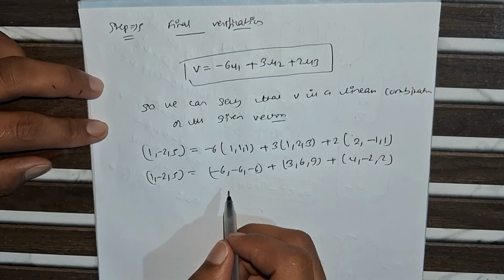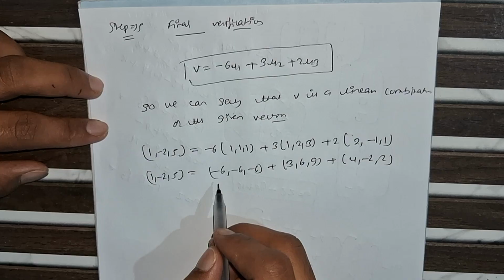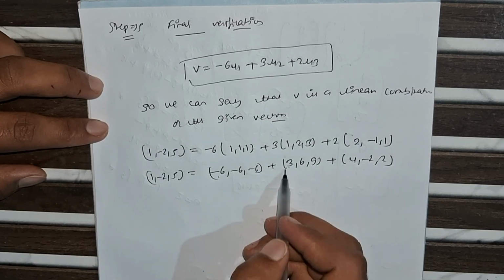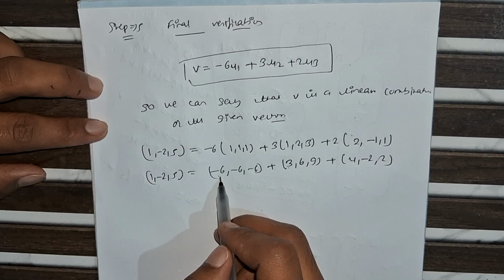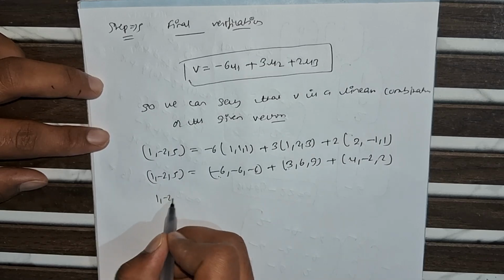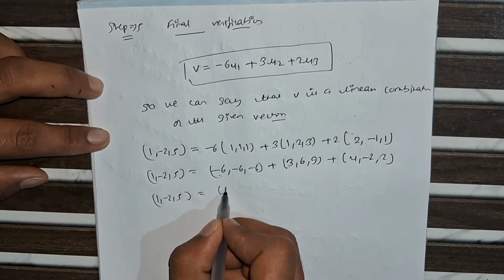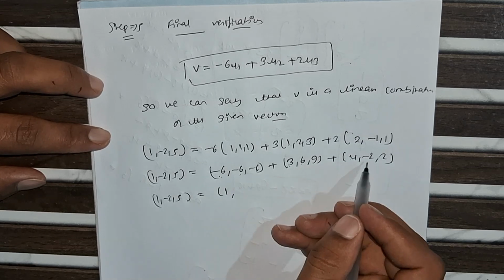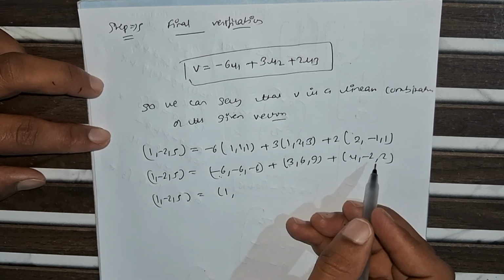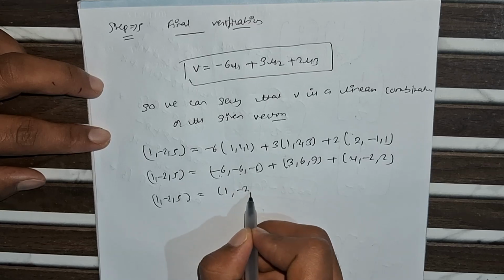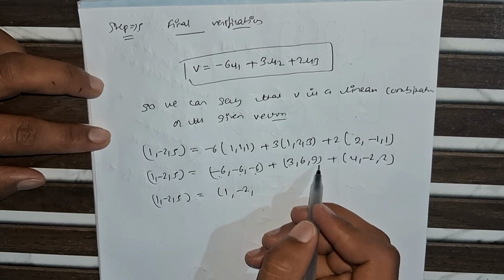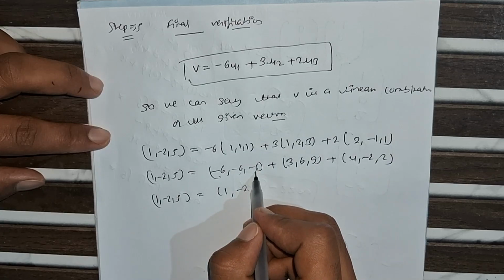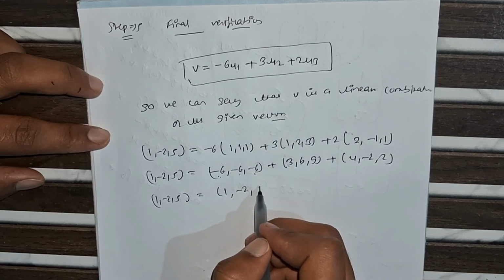When you add all the x components, minus 6, 3 and 4, 3 plus 4 is 7, and 7 minus 6 is 1. So (1, minus 2, 5) has 1 as the x component. Now the y component is minus 6, 6 and minus 2. The minus 6 and 6 cancel out when you add, and it becomes minus 2. Then minus 6 plus 9 plus 2: 9 plus 2 is 11, and 11 minus 6 is 5.